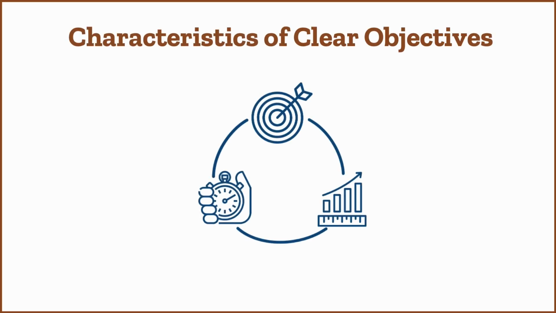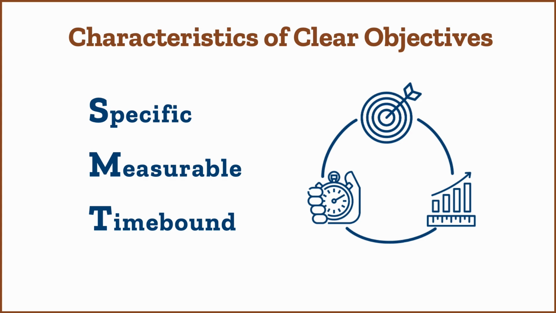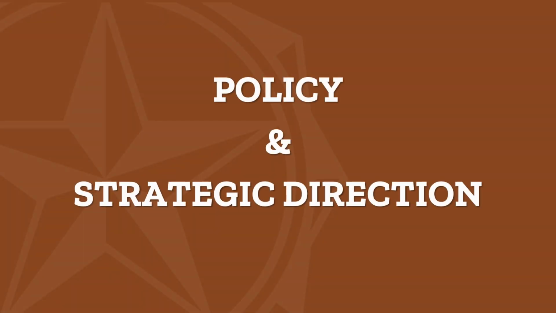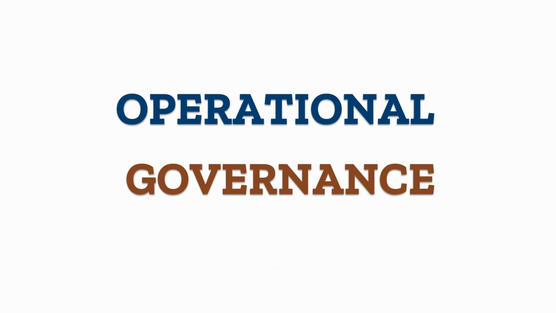Now that we've covered 3 important characteristics of clear objectives, there's one more thing that needs to be addressed. Making sure the objectives you set are aligned with your governance role. Board objectives should focus on policy and strategic direction, not operations. This distinction between governance and operational focus is where many boards struggle. So let's take a moment to explore what this means in practice.